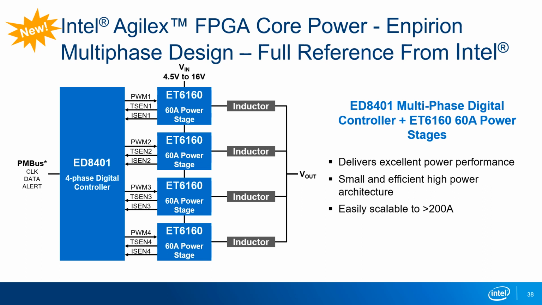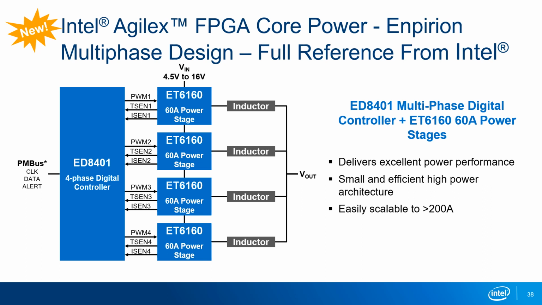The first discrete high current power solution will consist of the Intel Enpirion ED8401 4-phase digital controller paired with 4 of the Intel Enpirion's ET6160 60 amp power stages, which has an integrated driver. This solution will enable designers to take advantage of the excellent performance in accuracy, ripple, and transient response that a digital control architecture enables, while achieving a smaller and more power-dense footprint that is more flexible and scalable to higher power. Both the 8401 and the 6160 are released today.